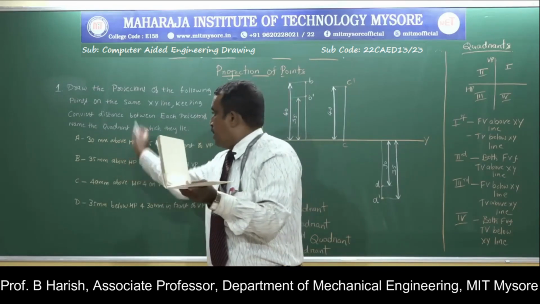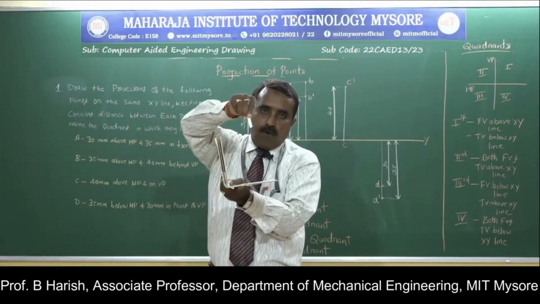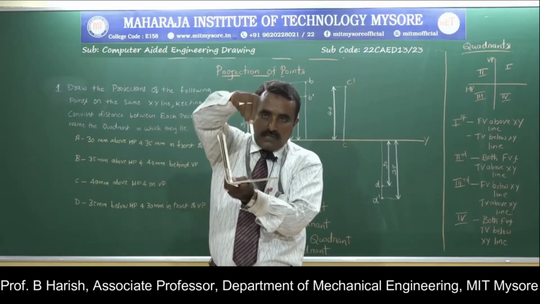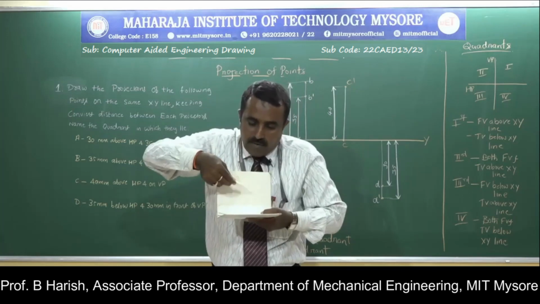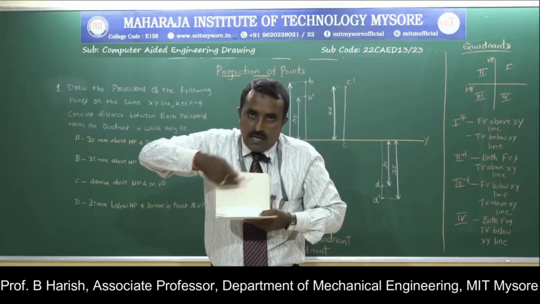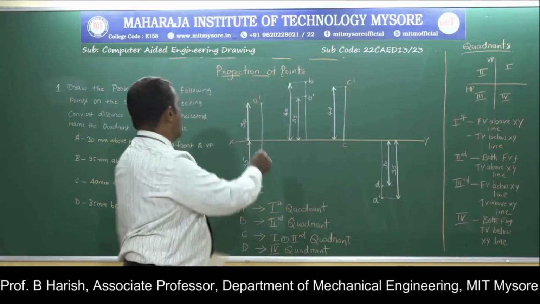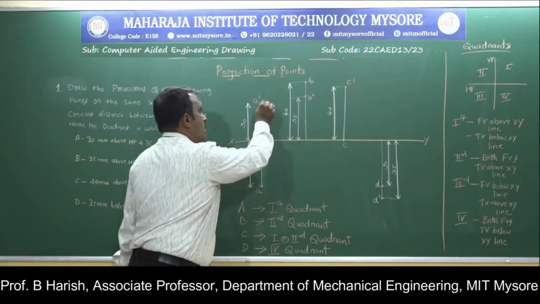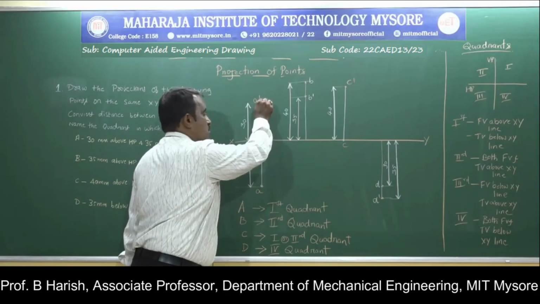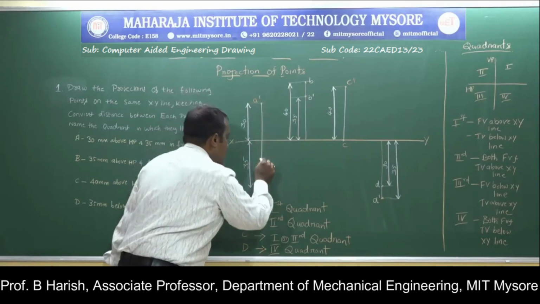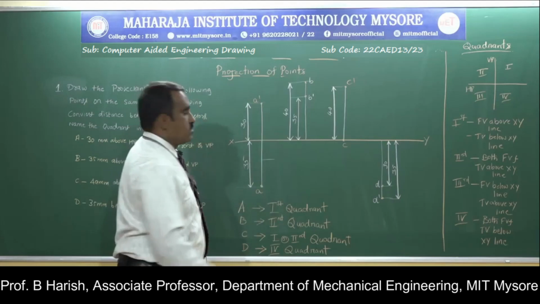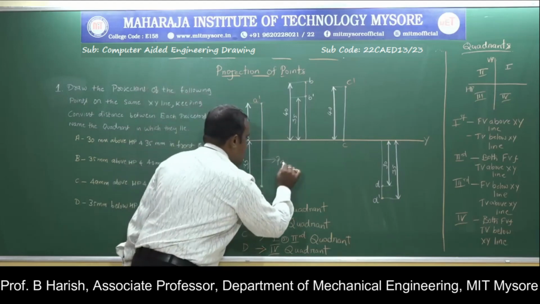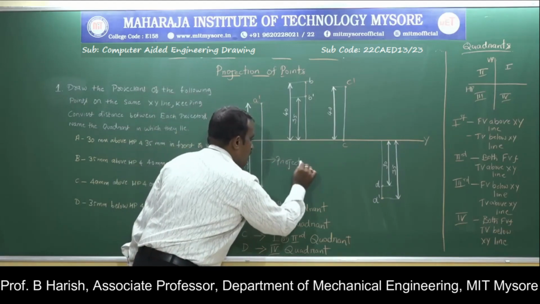And 30 mm above HP is somewhere here. This is the distance of 30 mm. Looking from the observer, that is projected here on the vertical plane. So from the XY line, you measure a distance of 30 mm and locate the point position here. Then draw a projector. These are called projector lines.